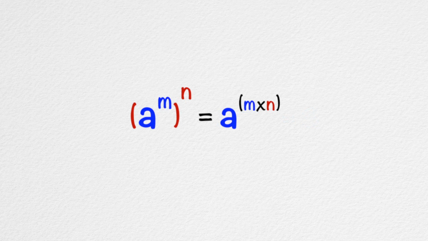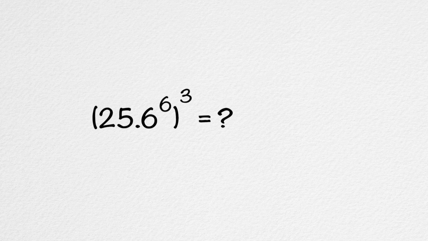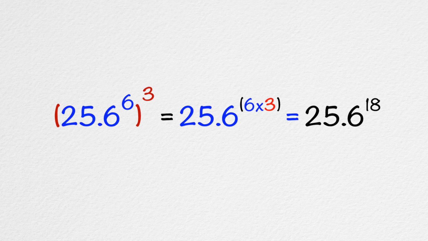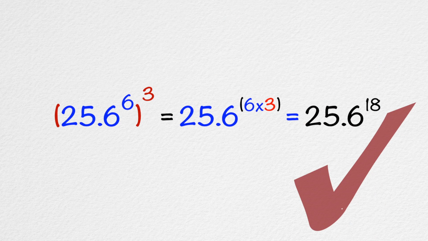That goes to demonstrate that a to the m to the n is just the same as a to the m times n. So what is 5 to the power of 6 to the power of 3, or 5 to the indices of 6 to the indices of 3? Well, all we have to do is multiply 6 by 3, so that gives us 5 to the indices of 18, or to the power of 18.